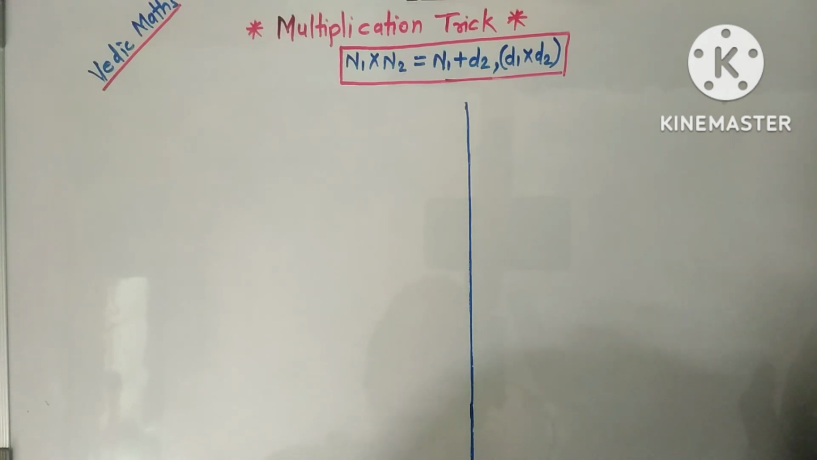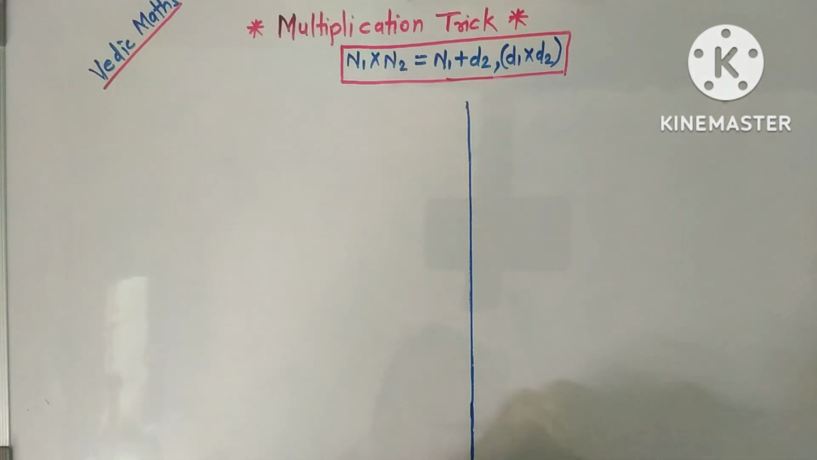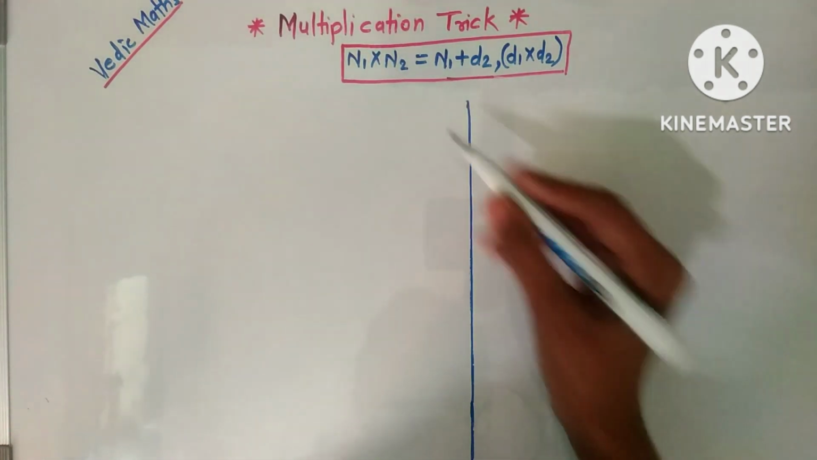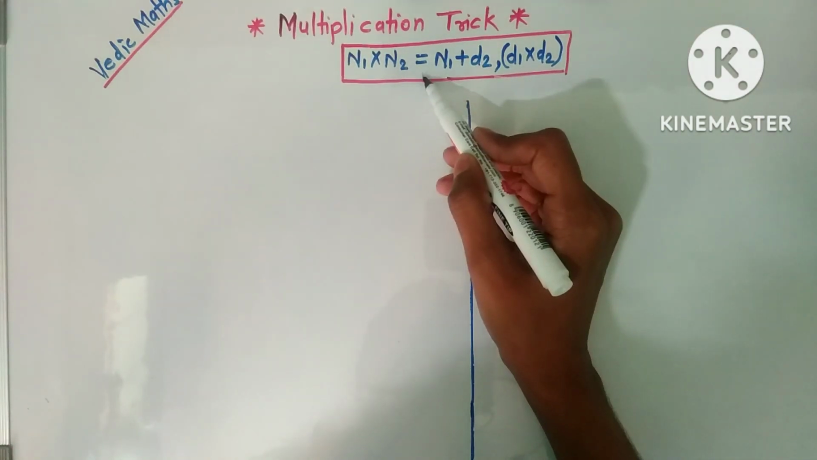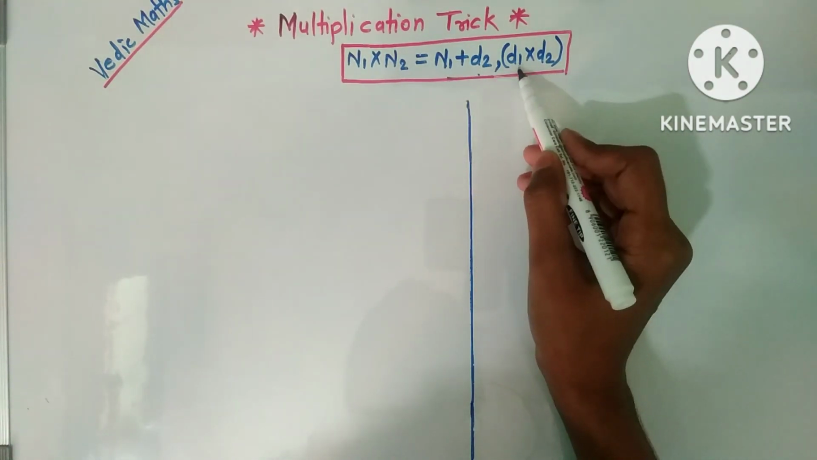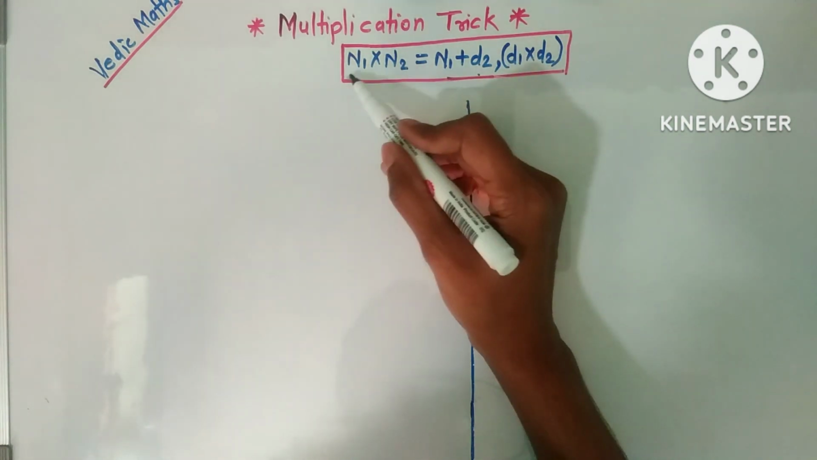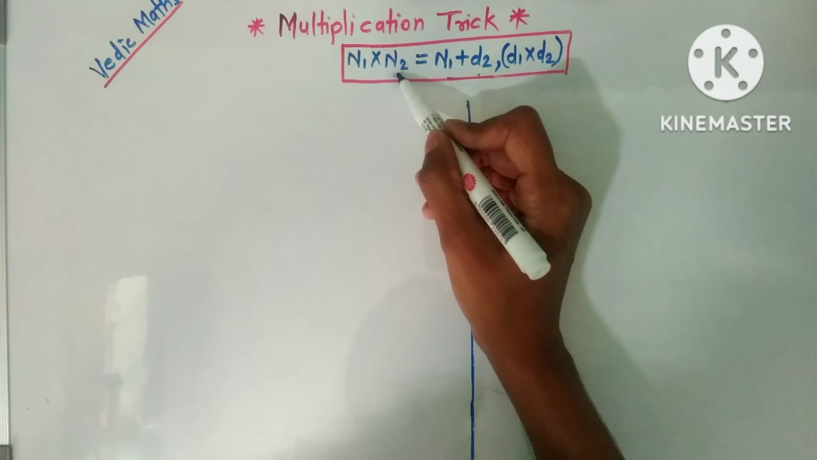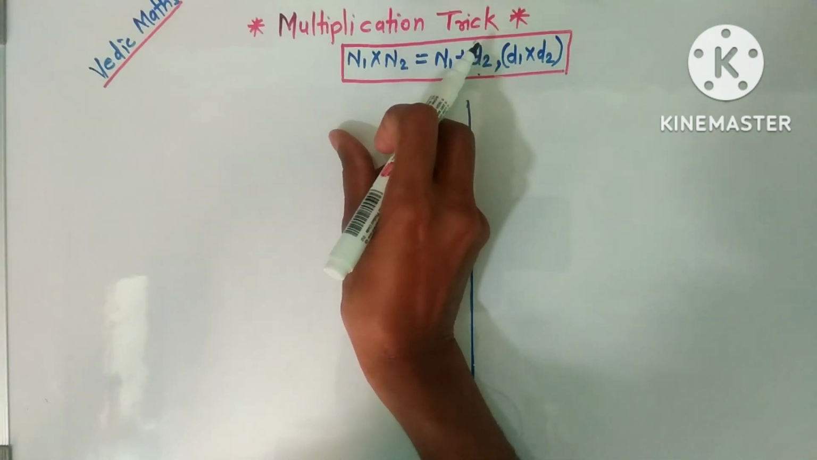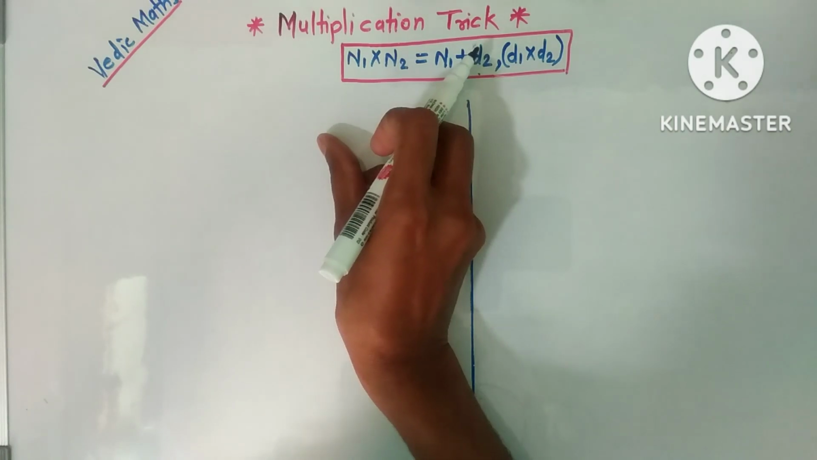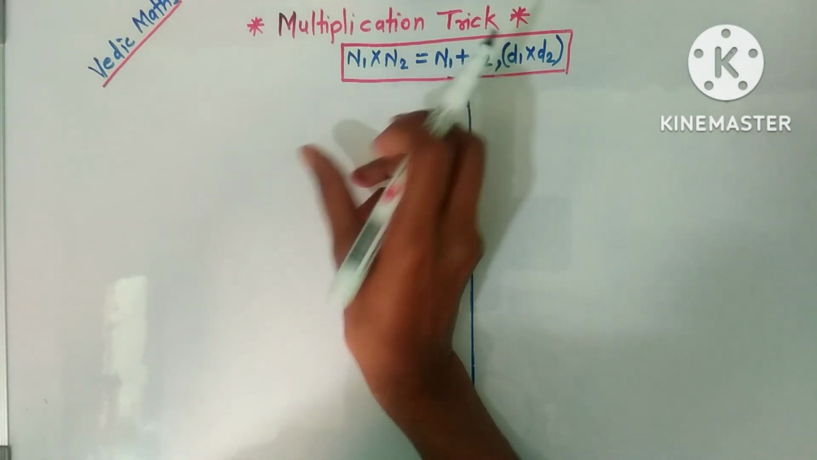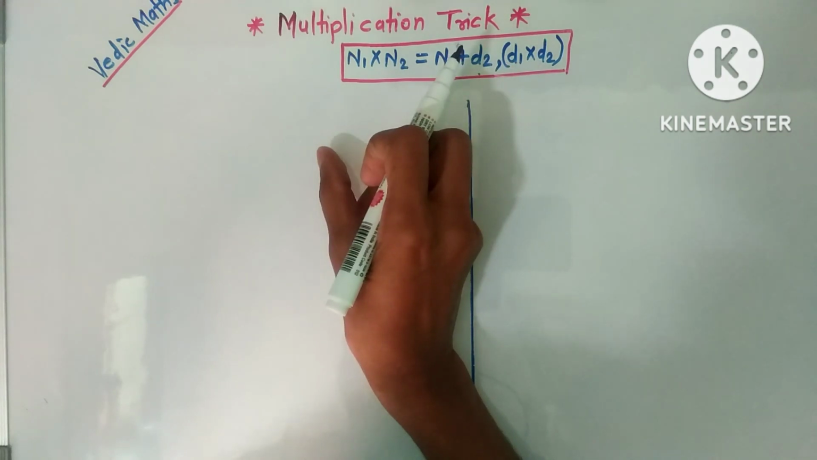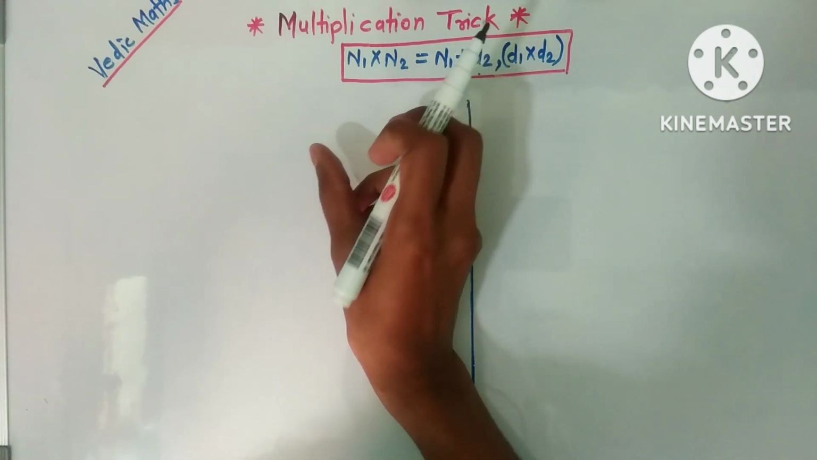Today we are going to learn the multiplication trick, and in that multiplication trick we are considering the trick for the numbers which are near to 100. For this trick the formula given is n1 into n2 is equal to (n1 plus d2), (d1 into d2). Here n1 is the first number, n2 is the second number. If these two numbers are near to 100, then how do we multiply them easily, in a few seconds? We will first take one example.